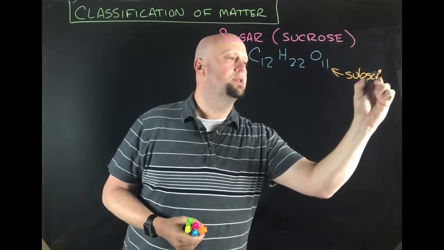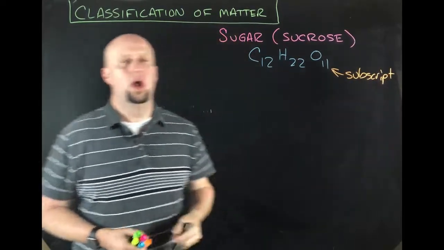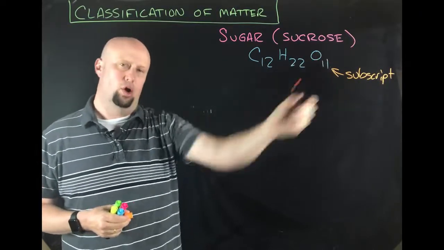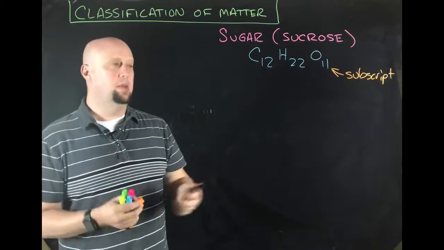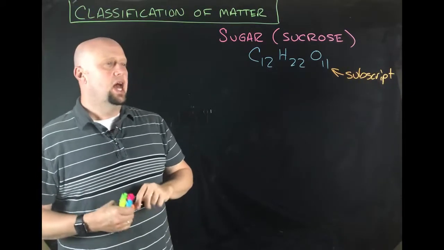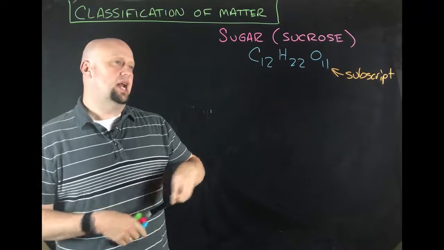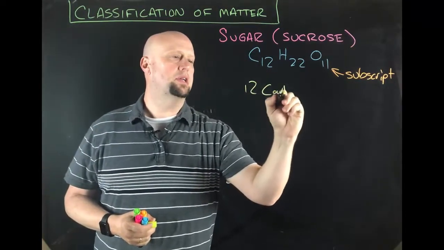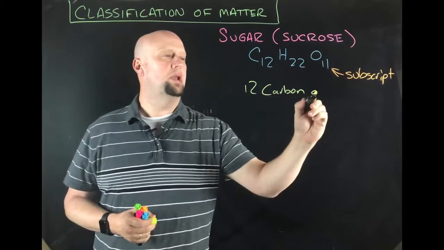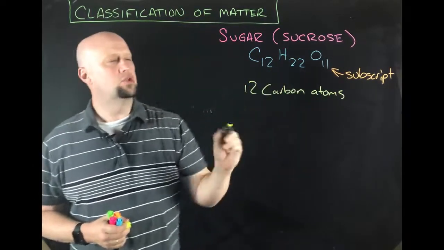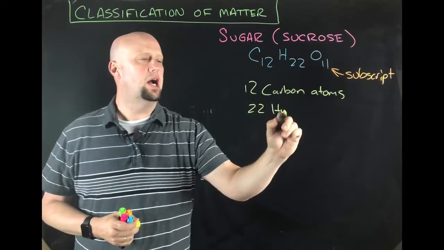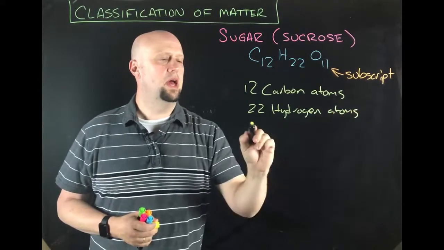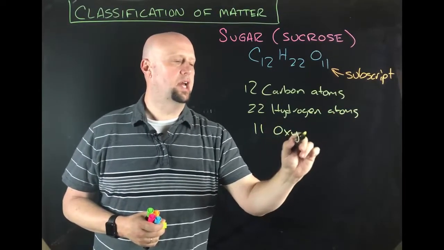Okay, and subscript, if you remember your prefixes, sub means below. So subscript means a number written below the letter. Okay, so that's really important that you recognize that. And of course what that means then is that the 12 there means that I have 12 carbon, because that C stands for carbon, 12 carbon atoms. The 22 means that I've got 22 hydrogen atoms. Okay, and then I have 11 oxygen atoms.